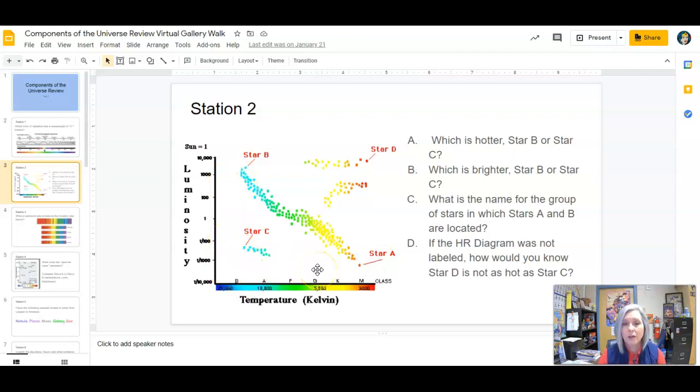So if I'm looking at patterns here, I can tell that star C is hotter than star A, but it's slightly brighter because it's higher up. Star D is much cooler, but it's part of the supergiant group, so it's going to be much larger. So remember, you have the supergiants, giants, main sequence, and white dwarfs.